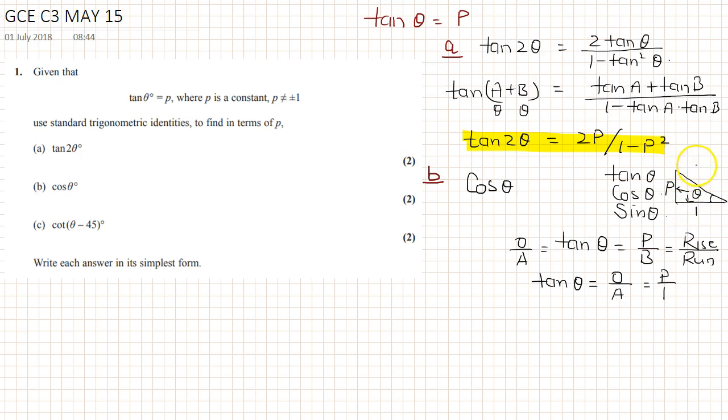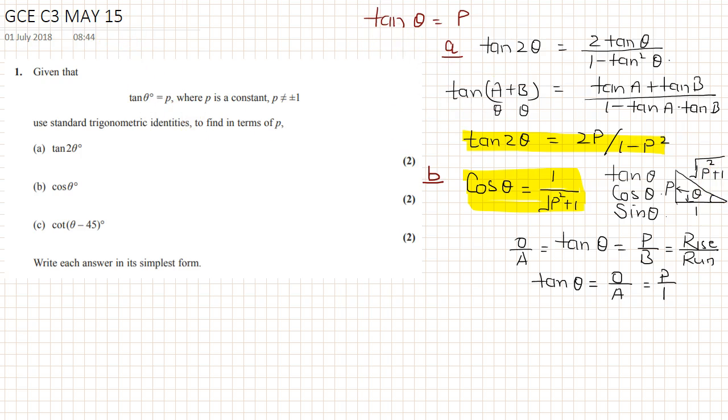So according to Pythagoras theorem, this side will be root of P square plus 1. We are using the Pythagoras theorem to find the hypotenuse. Now we know that cos theta is not opposite but adjacent, that is 1 over hypotenuse, root of P square plus 1. So that is the answer of cos theta. In the same way, if you have to tell the answer of sin theta, sin theta will be P over root of P square plus 1.